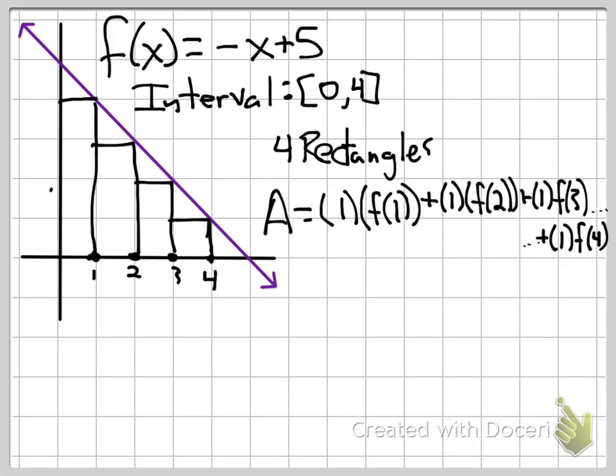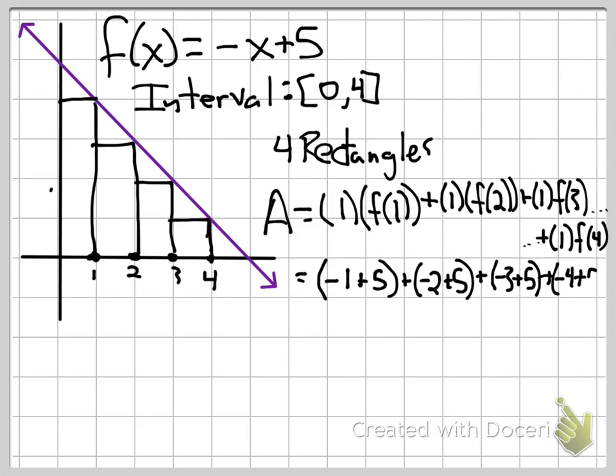The ones are all there, and it's multiplication, so I'll just drop them off and look at plugging into the function. So f of 1 is going to be negative 1 plus 5. F of 2 is negative 2 plus 5. F of 3 is negative 3 plus 5. And f of 4 is negative 4 plus 5. That's just plugging in the values 1, 2, 3, 4 into negative x plus 5.